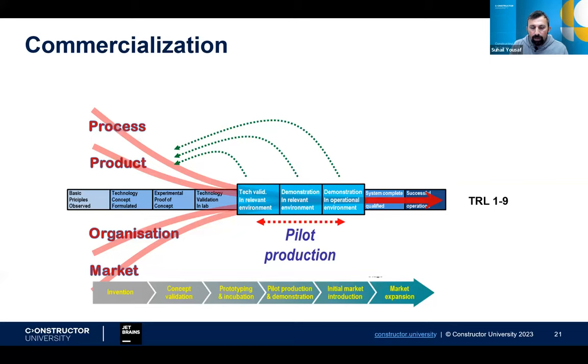Yes. So this is a typical technology readiness level. There are 9 levels. When a new technology is developed, it starts from basic principles which are observed, and then technology concept formulation, and then experimental proof of concept, technology validation in lab. So basically, we developed this product at technology validation in lab level, which is technology readiness level 4.